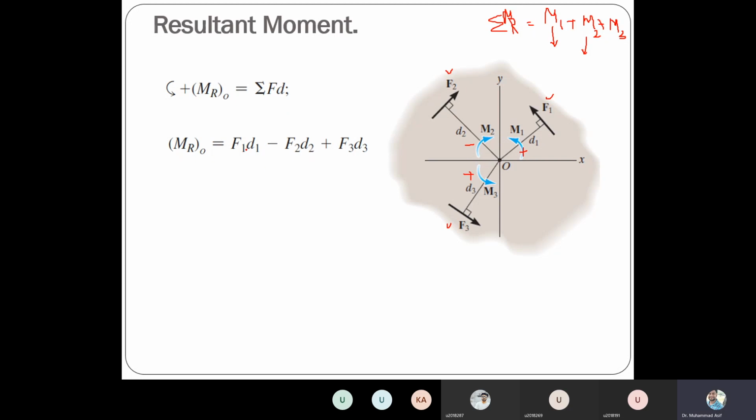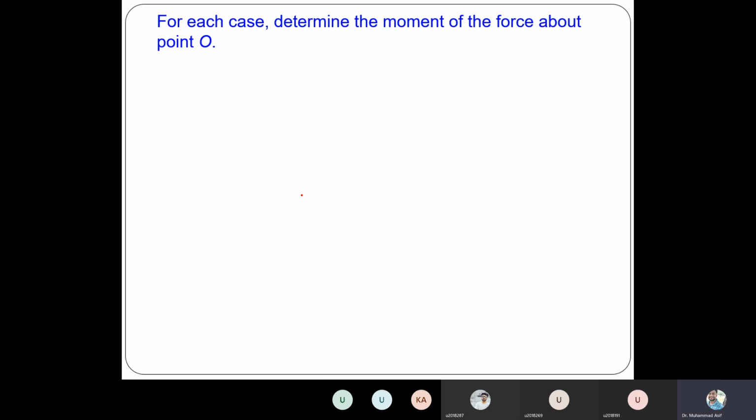So we have to see, if you simplify, what is the overall direction of the resultant moment. The value that you will calculate finally will indicate the direction of the moment of the resultant. If the value is positive, that will indicate that the direction of the resultant moment is in the counterclockwise direction. If the value is negative, that will indicate the direction of the resultant moment is in the clockwise direction, right?